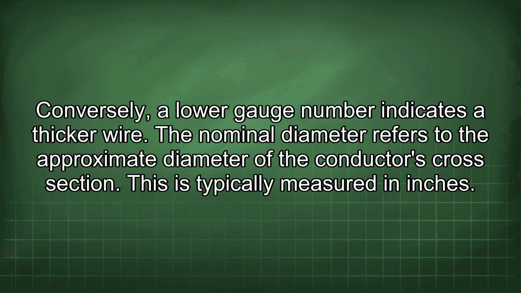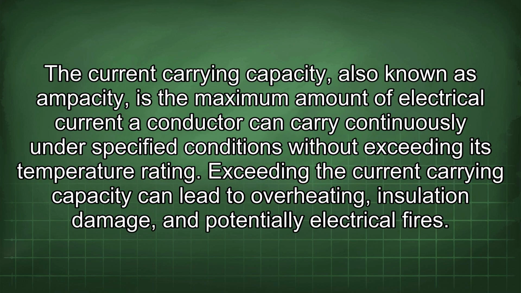The nominal diameter refers to the approximate diameter of a conductor's cross-section. This is typically measured in inches. The current carrying capacity, also known as ampacity, is the maximum amount of electrical current a conductor can carry continuously under specified conditions without exceeding its temperature rating.